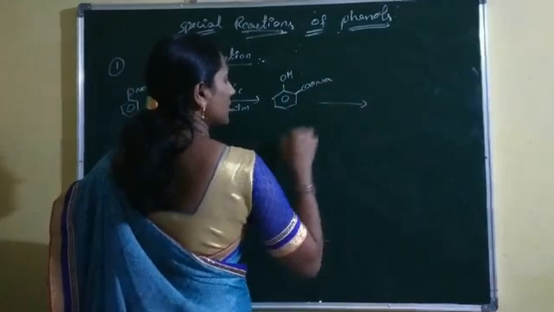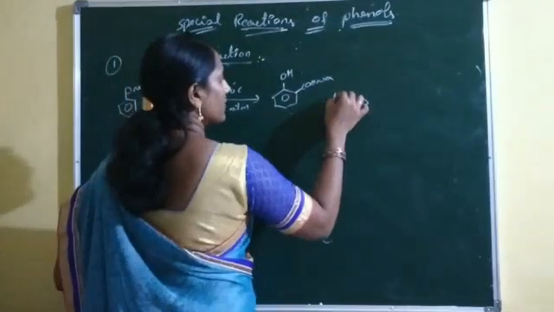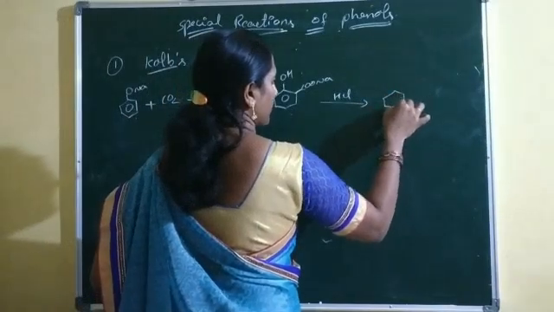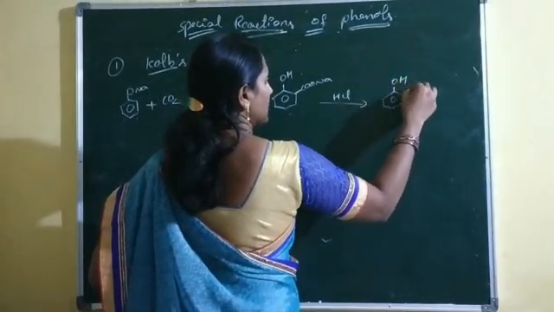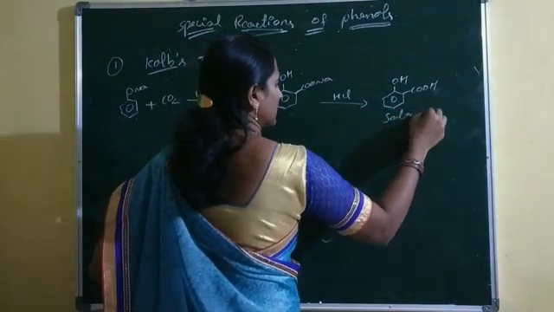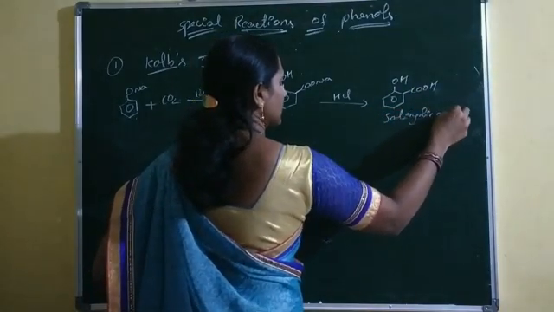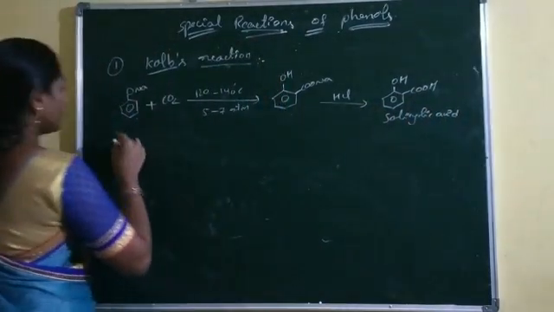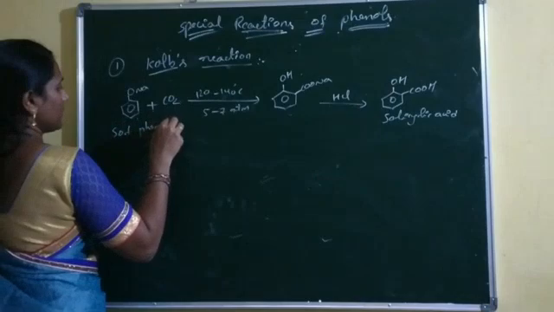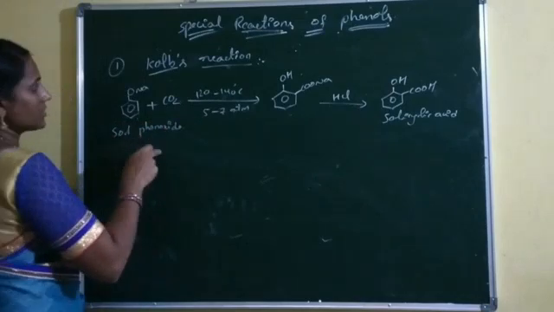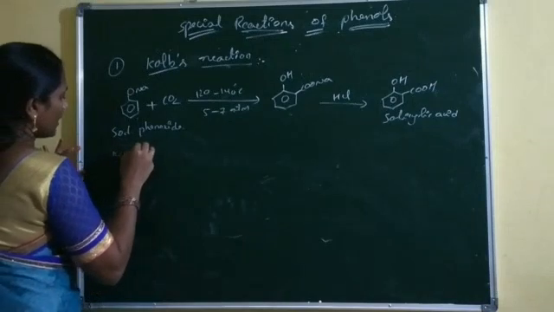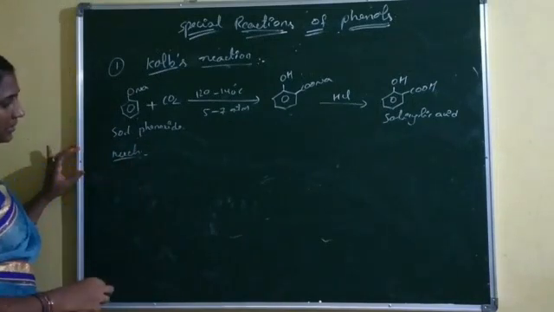Now, the sodium salt of salicylic acid undergoes further reaction with HCl to form salicylic acid. That means salicylic acid is prepared from sodium phenoxide by using the Kolbe reaction. Let us write a suitable mechanism of Kolbe's reaction.